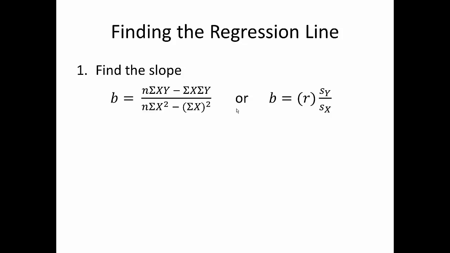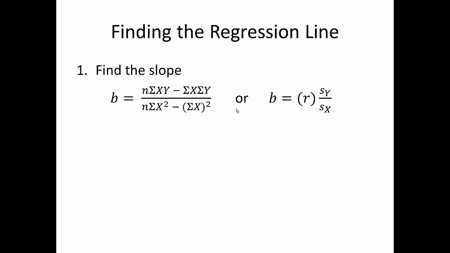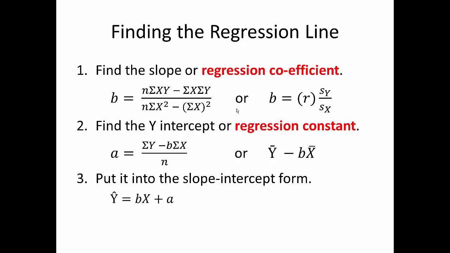Now your textbook goes into great detail with these formulas for finding the slope. And it's good to practice the math on this and see if it makes any sense to you at all. The first step is to find the slope, which is also known as the regression coefficient. Then the second step is you find the y-intercept, which is your regression constant, and then you simply put it into the slope-intercept form.